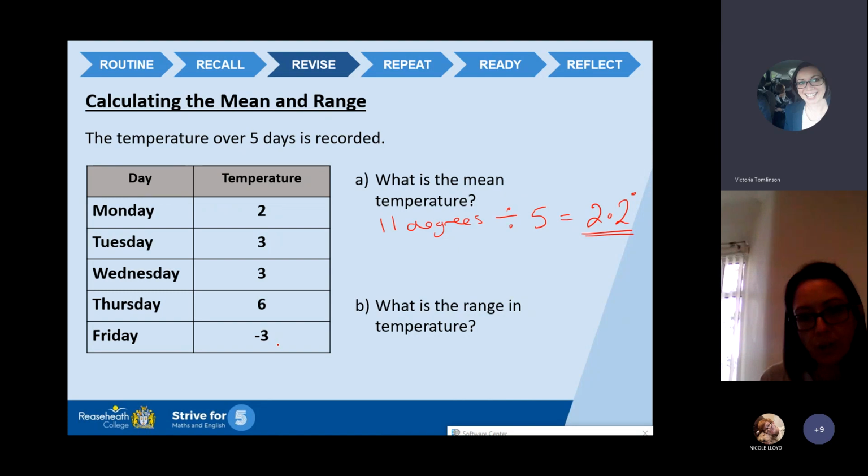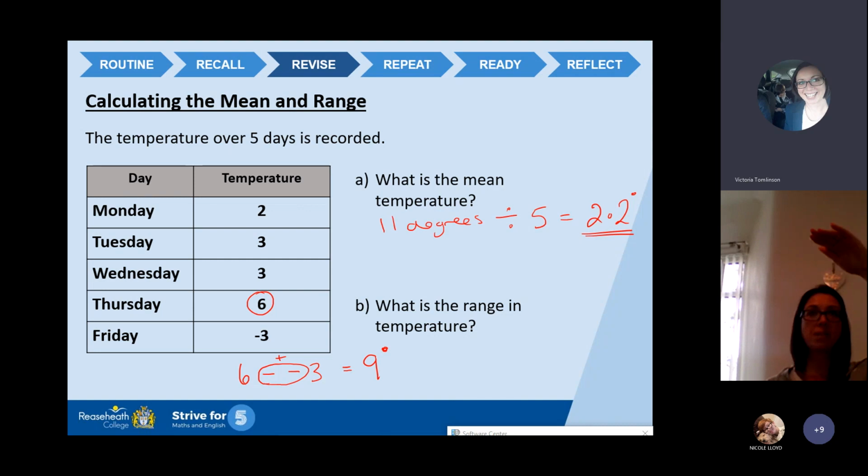Now, the range in temperature, this is a bit tricky when you've got negative numbers. The range is the difference between the biggest and the smallest. The highest value is 6, and the biggest number take away the smallest number, which is -3. So you've got 6 take away -3, they make plus. You've got 6 degrees and you're going all the way down to 3 degrees. The difference, no, it's not 3. It's 9 degrees.